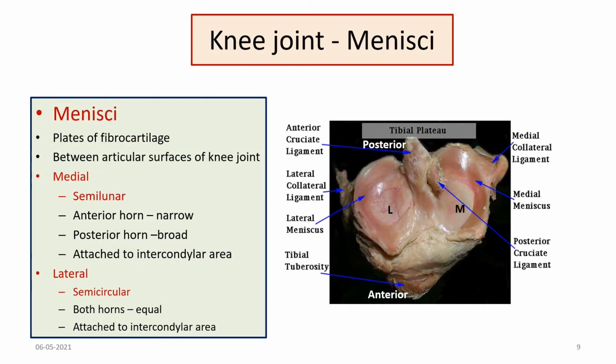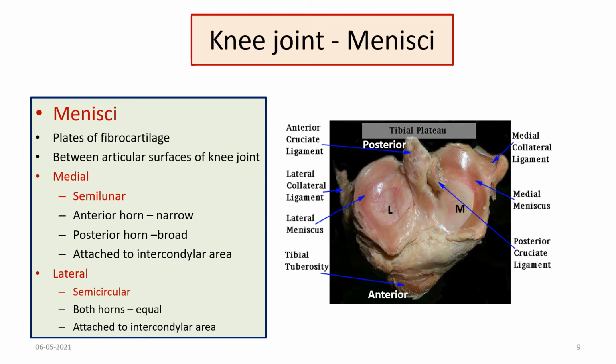Now let us see what are menisci, which are also intracapsular structures of knee joint. The menisci are crescent shaped plates of fibrocartilage that are placed between the lower end of femur, which is an articular surface, and upper end of tibia, another articular surface of the knee joint. And the medial meniscus, if you see in the picture, it is semilunar in shape and it has got an anterior horn and a posterior horn. The anterior horn is narrow, whereas the posterior horn is broad.